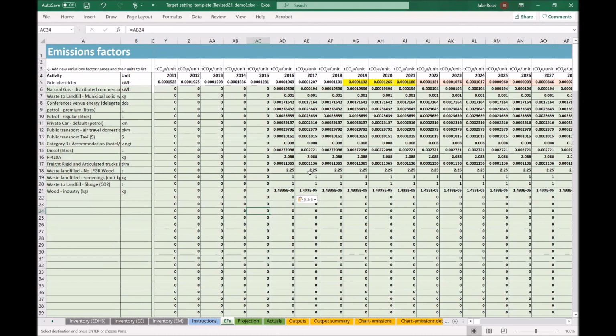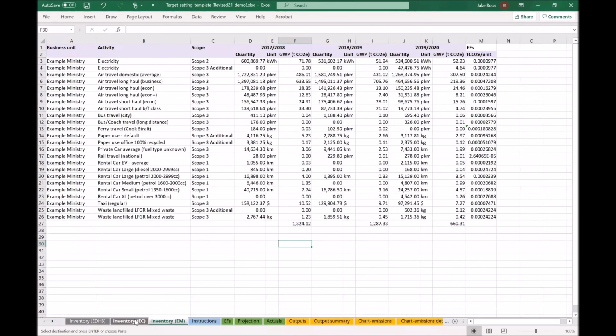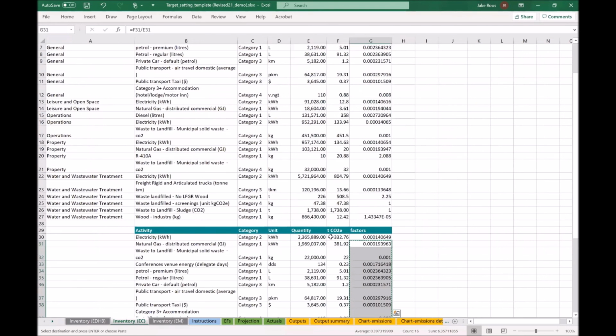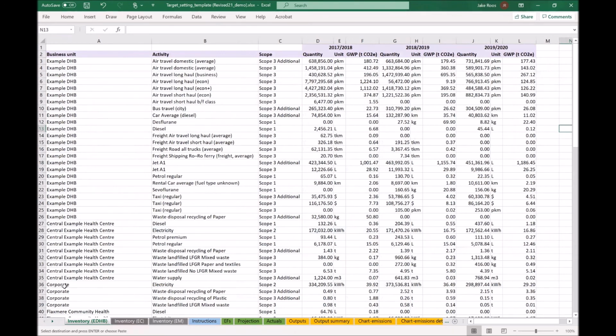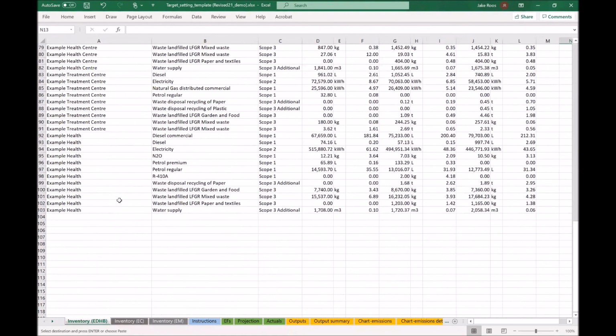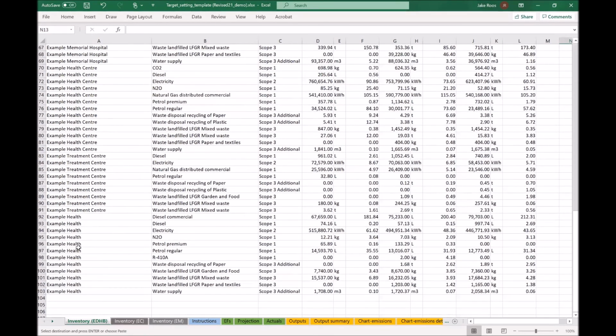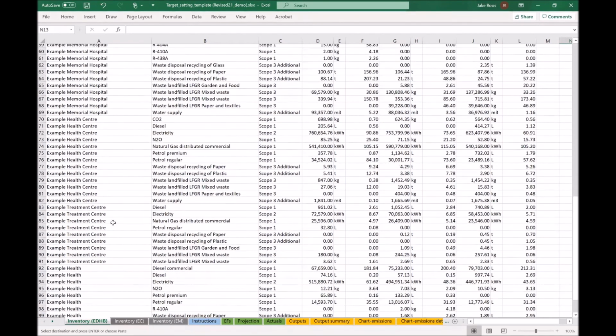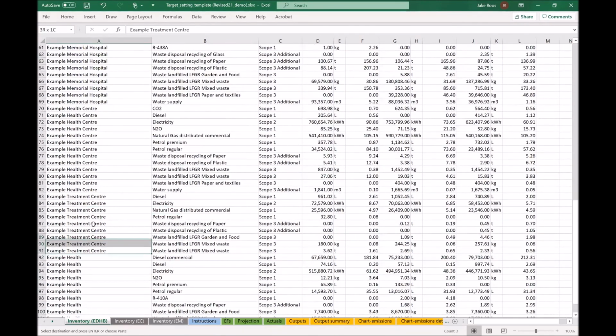We very quickly got rid of the duplicates, and now we can draw across in projection from this set of emissions factors rather than having any double ups. Well, that's pretty straightforward. However, what's not so straightforward is example DHB. So you can see it's a much larger, more complex organization in that it has multiple business units that each have multiple emission sources.